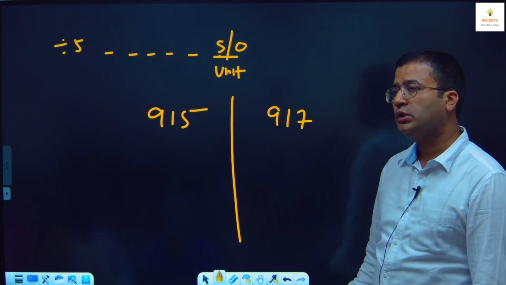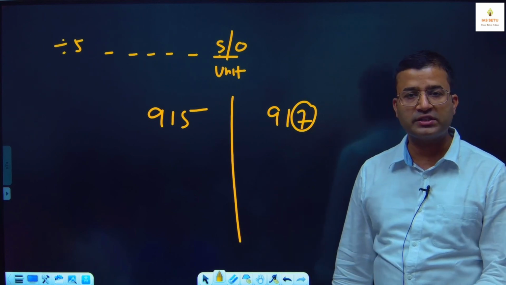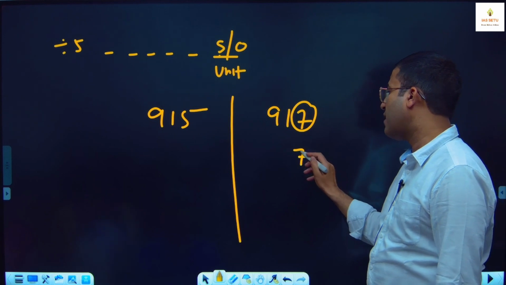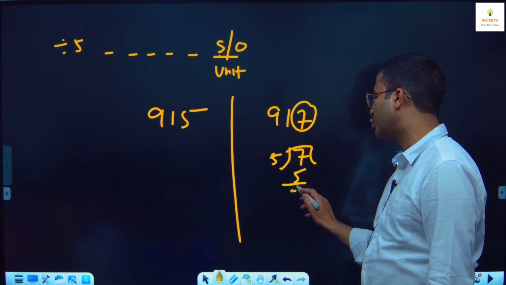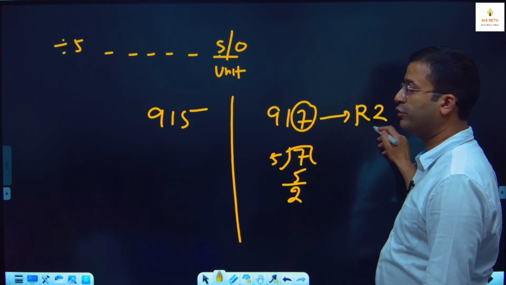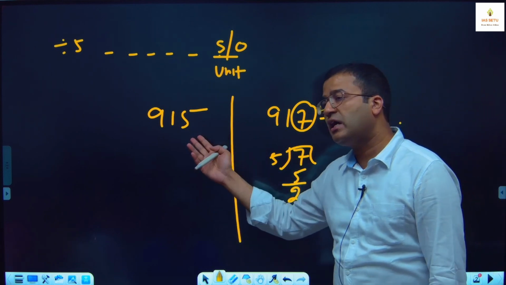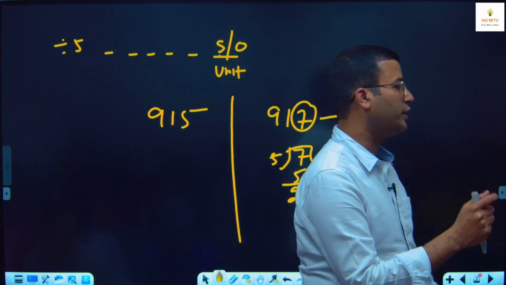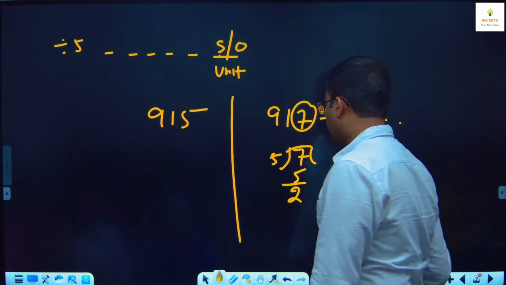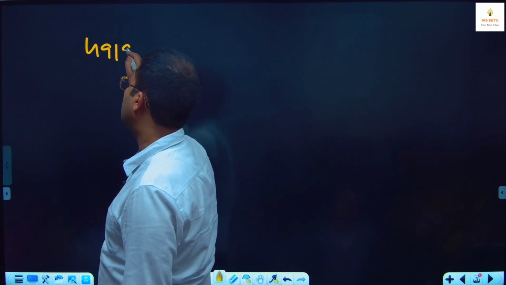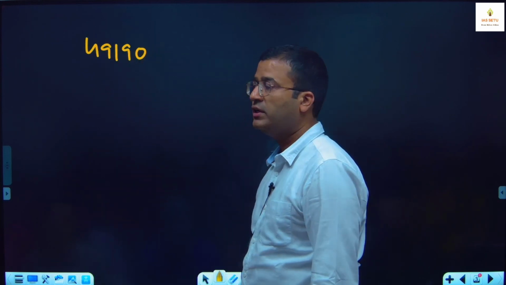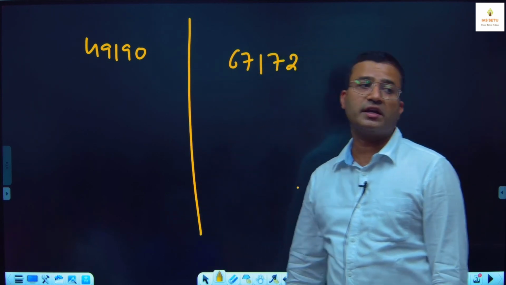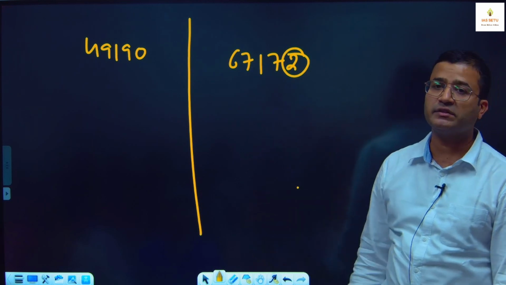Here also only the unit digit, the same shortcut, will help you. So you check only 7 divided by 5, what is your remainder? 2. So it means this complete number gives you remainder 2. Only the unit place digit is sufficient to tell you divisibility of 5. If not, we get the remainder. Like here you can try 49,190. Is this number divisible by 5? Yes. 67,172. What is the remainder? 2. Last digit will decide.